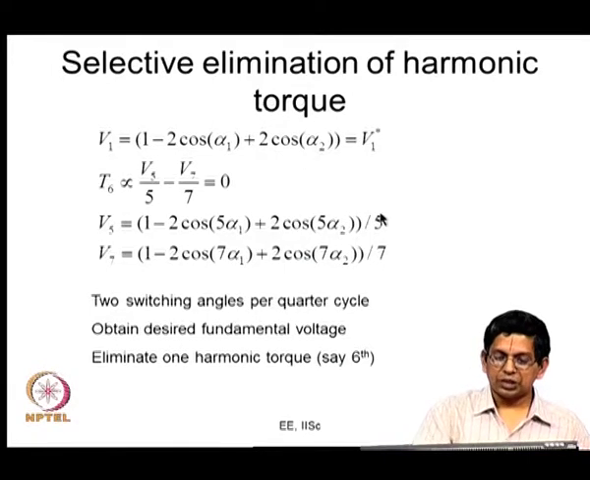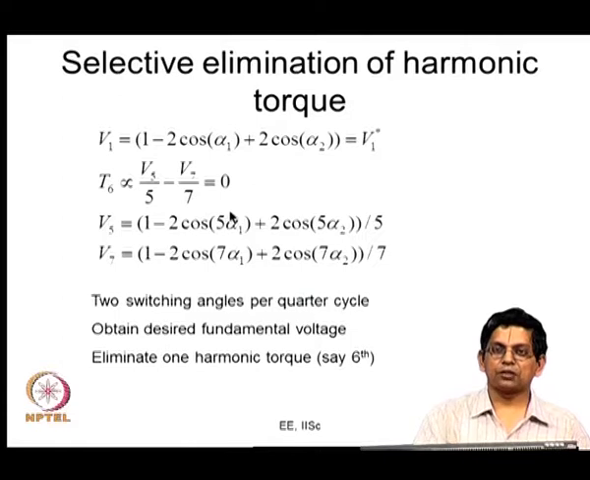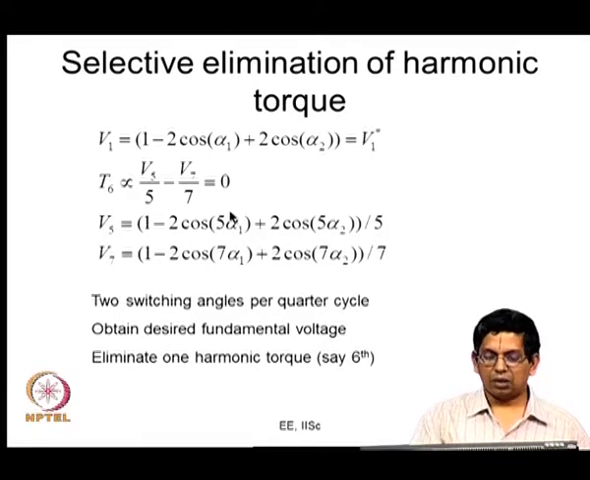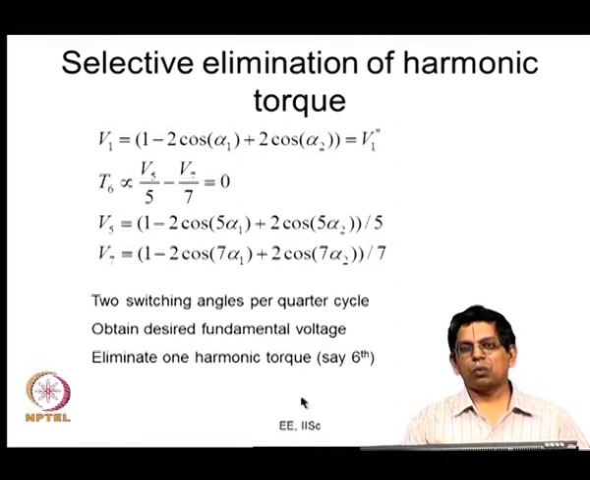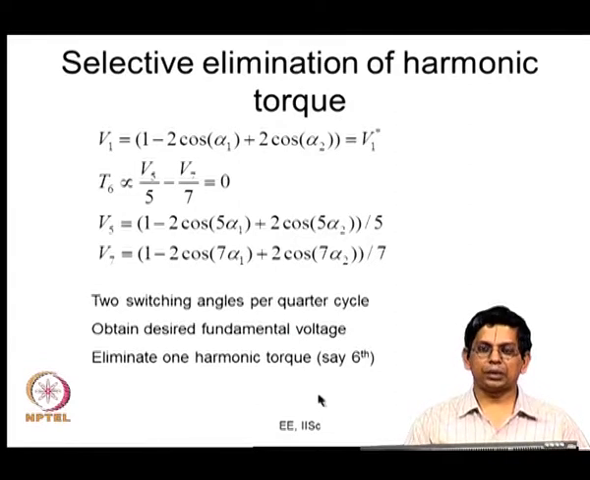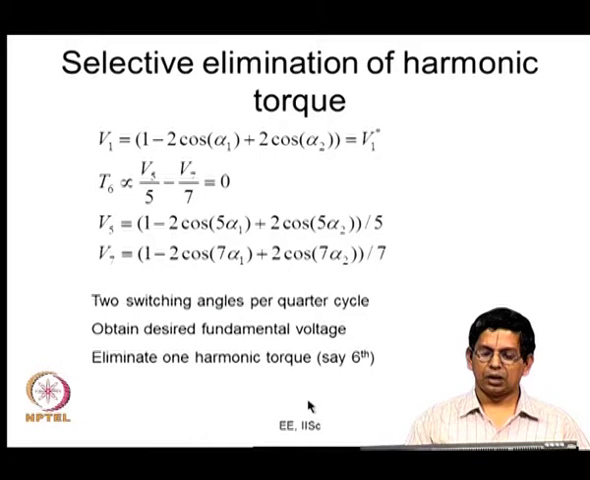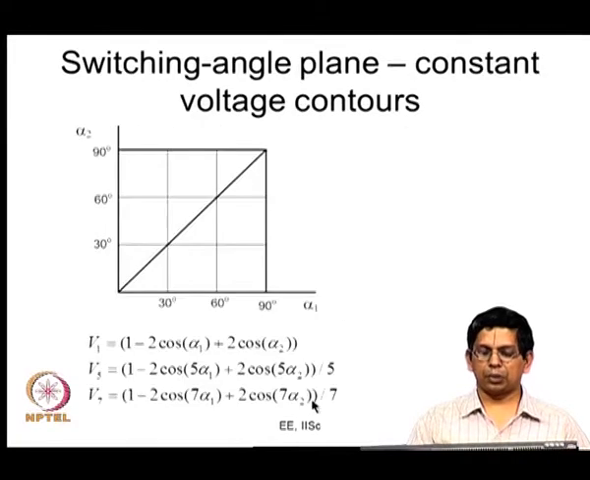So, now this is just an example of selective elimination of harmonic torque with 2 switching angles, so that you can control the fundamental voltage and you can eliminate, let us say, the 6th harmonic torque. If you want, you can also eliminate the 12th harmonic torque. In general, what you do is you try to eliminate the harmonic torque which might come close to your resonant frequency. The system might have some resonant frequency. So, you will have a particular harmonic torque which might come close to that. So, one approach that engineers would use is actually to eliminate that particular torque.